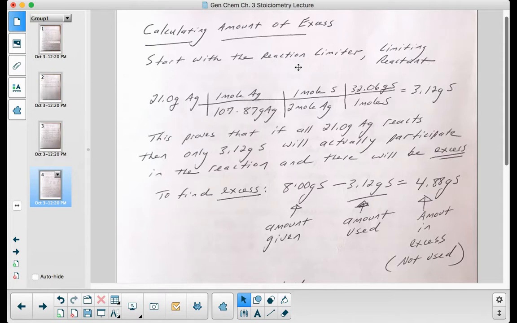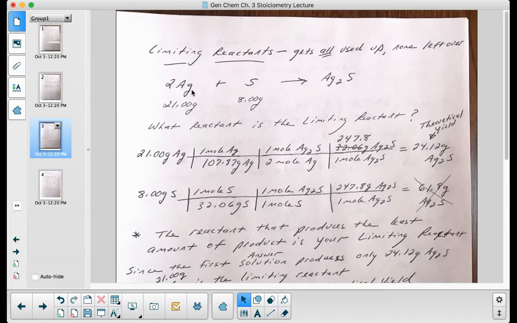So the way you do this is that you start with the limiting reactant. We had 21 grams of silver, which we identified in the previous segment as our limiting reactant. The first thing I would do is use the mole conversion: 1 mole of silver over the atomic mass of silver, 107.87 grams. Then I would look at the mole ratio between sulfur and silver, the two reactants.